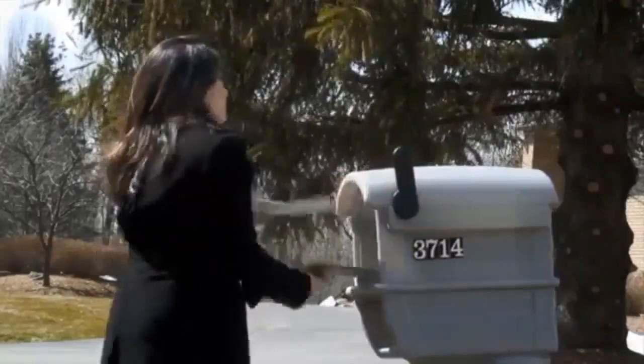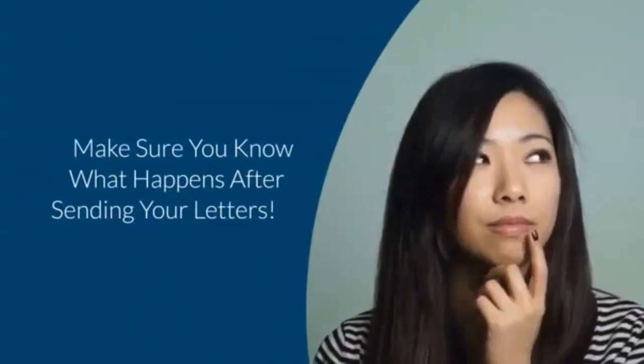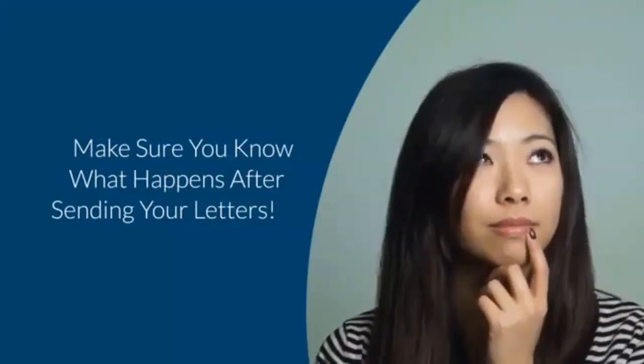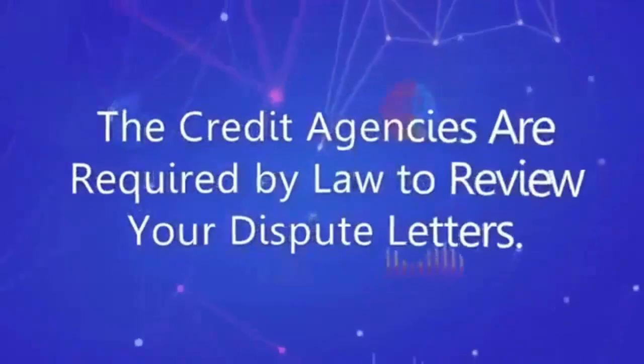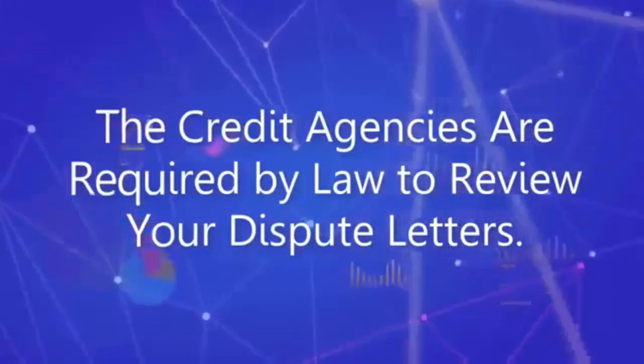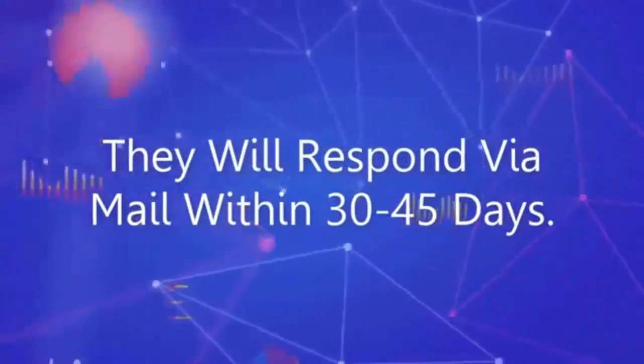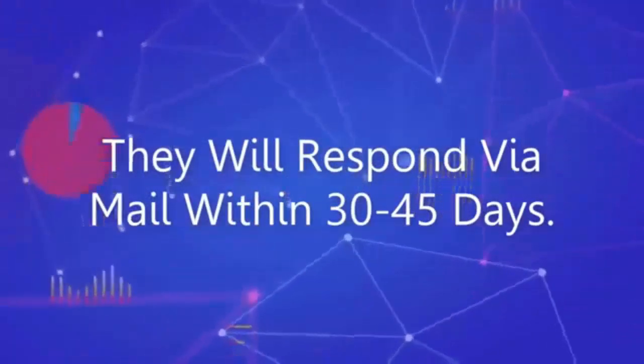Now that you've fully started your credit restoration process, you might be wondering what comes next. After your disputes have been mailed, the credit agencies will review each account that is being disputed and send you an updated credit report. By law, they are required to respond within a reasonable time frame, so you should receive your updates within 30 to 45 days of sending your dispute letters.